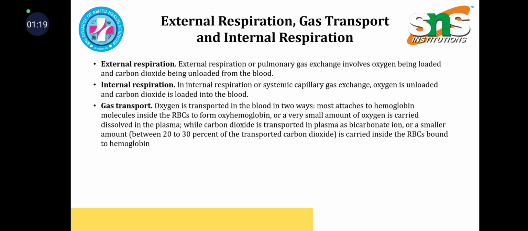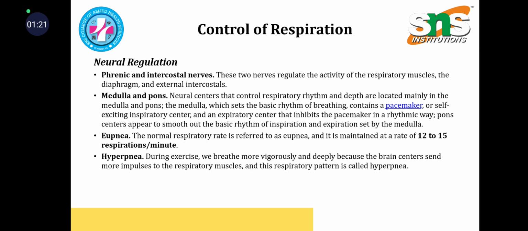Control of respiration, we have two regulations, neural and non-neural. So in the first, neural regulation, phrenic and intercostal nerves. These two nerves regulate the activity of respiratory muscles, the diaphragm and external intercostals. Medulla and pons: neural centers that control the respiratory rhythm and depth are located mainly in the medulla and pons.